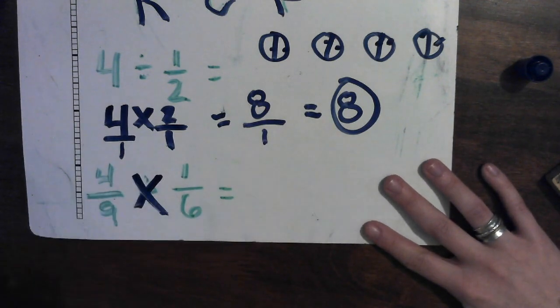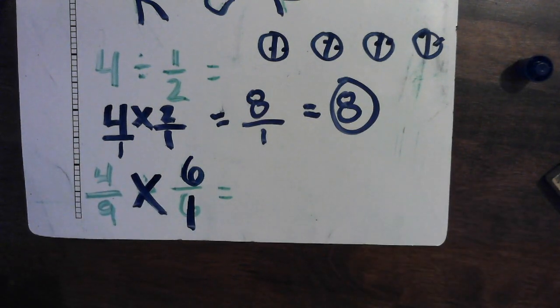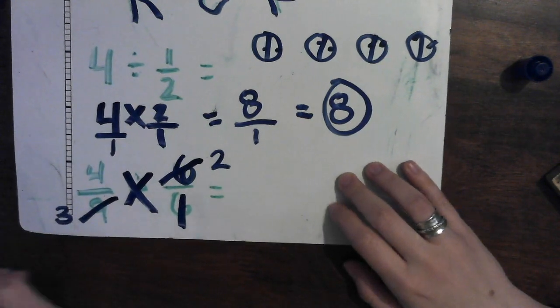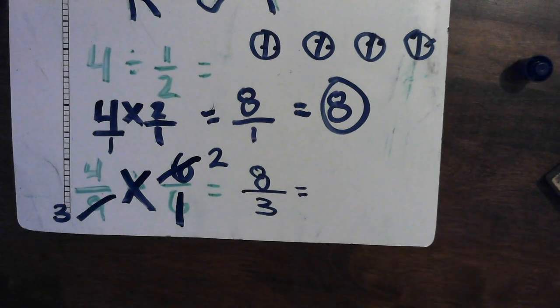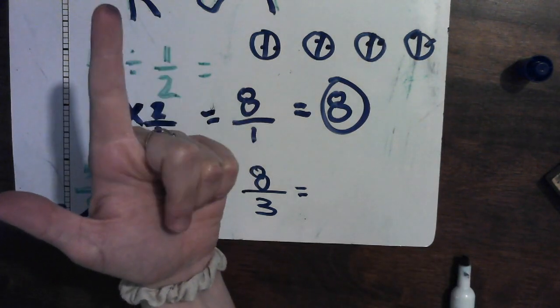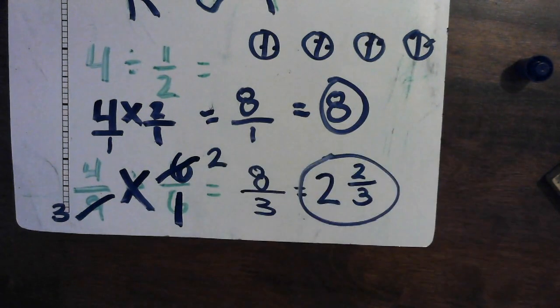Keep, change, flip. Pause and solve. All right, now we see if we can simplify. 4 and 1, can't simplify those. 9 and 6 can both be divided by 3. And then we multiply across. That is an improper fraction. 3 can go into 8 3, 6, 9, twice. And I have 2 left over. Awesome, that's it.